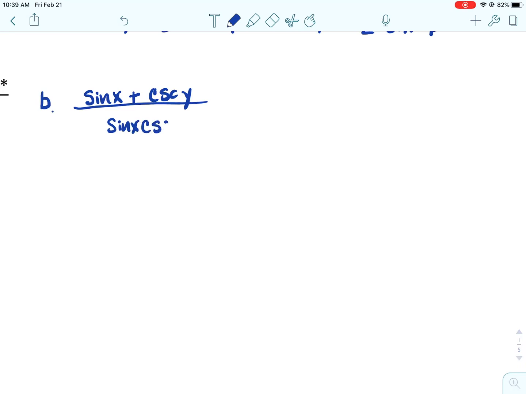Okay, let's look at another one. So for B, we have a fraction on the left. The numerator is sine of x plus cosecant of y, and then the denominator is sine of x cosecant of y. And then that's going to equal sine of y plus cosecant of x.